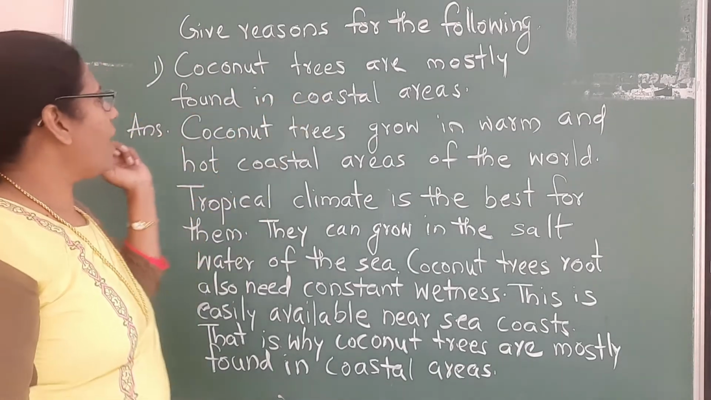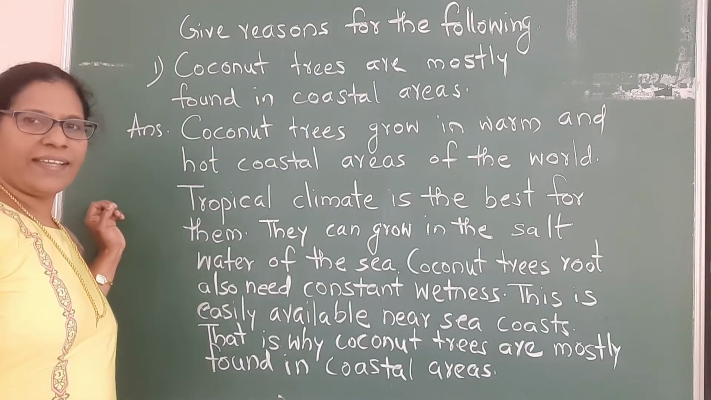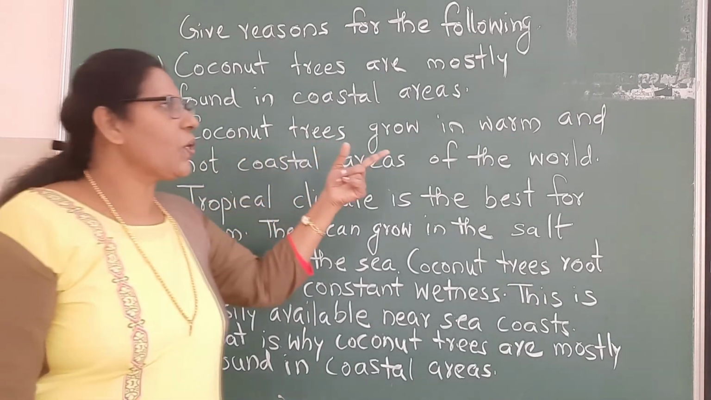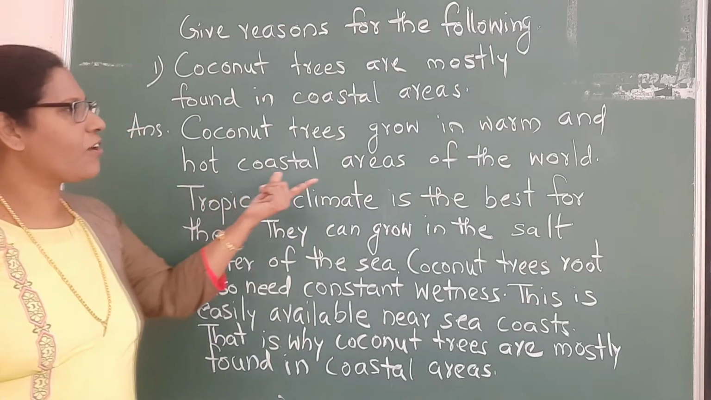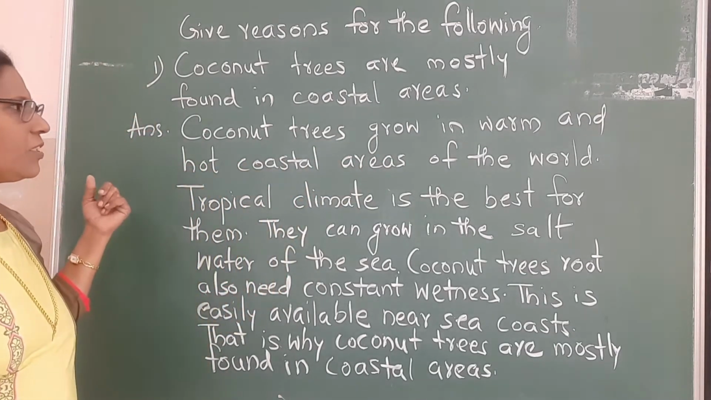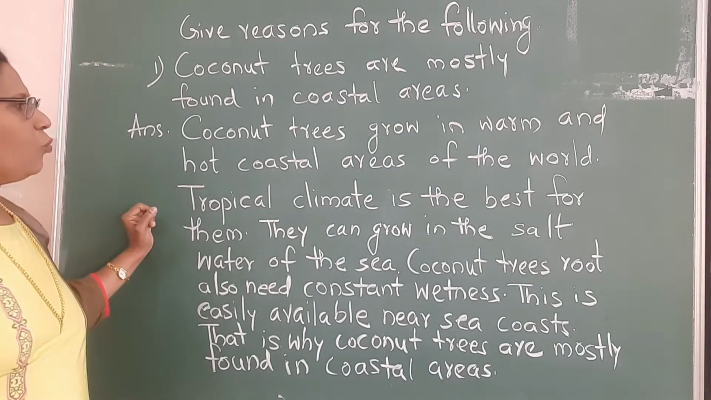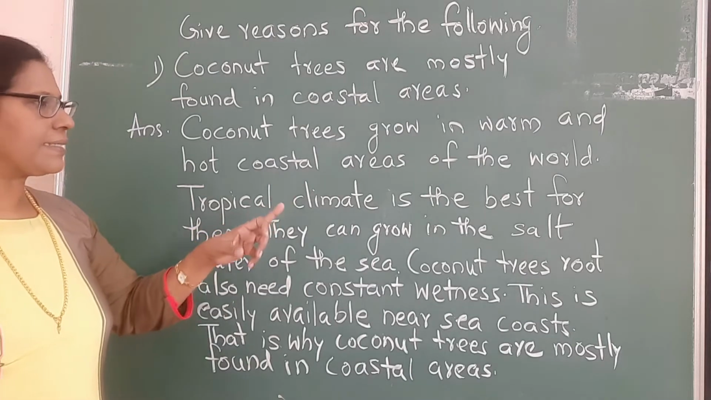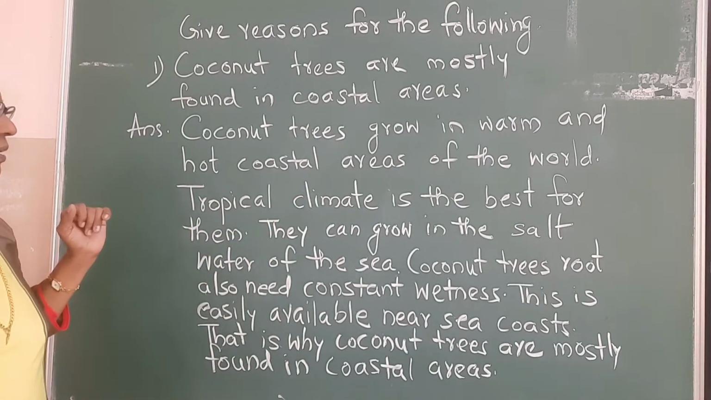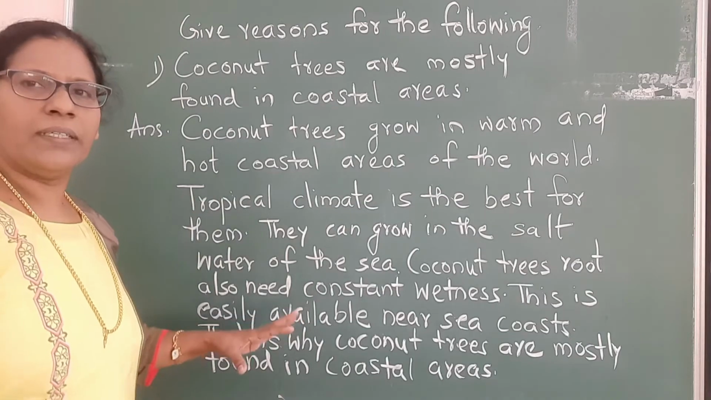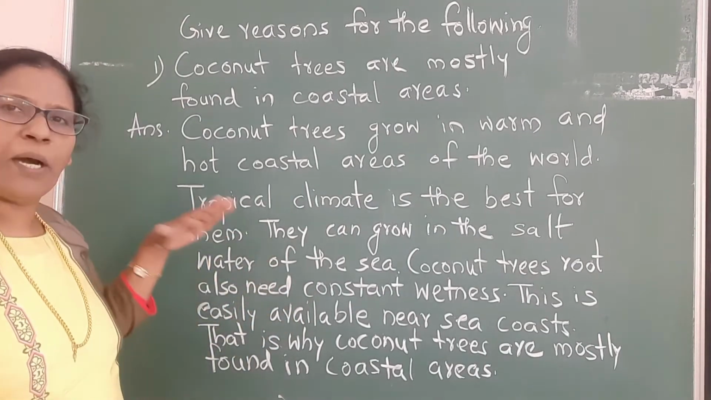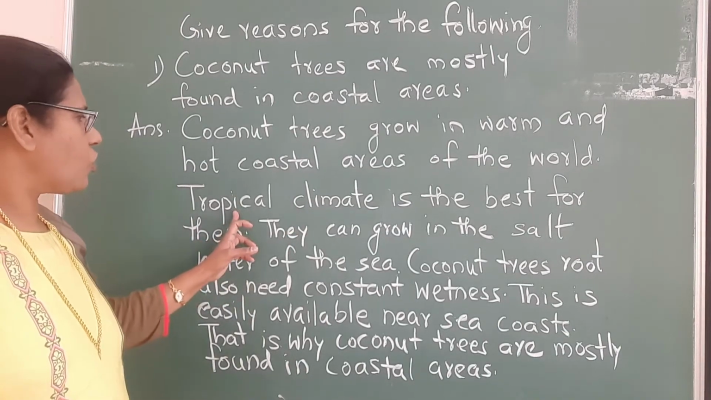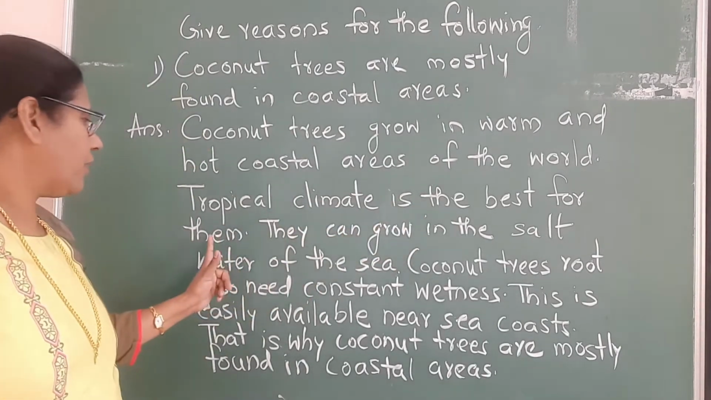Coconut trees are mostly found in coastal areas. The reason is coconut trees grow in warm and hot coastal areas of the world. Tropical climate is the best for them. Throughout the year, the temperature will be above 18 degrees Celsius. That is tropical climate, so tropical climate is best for them.